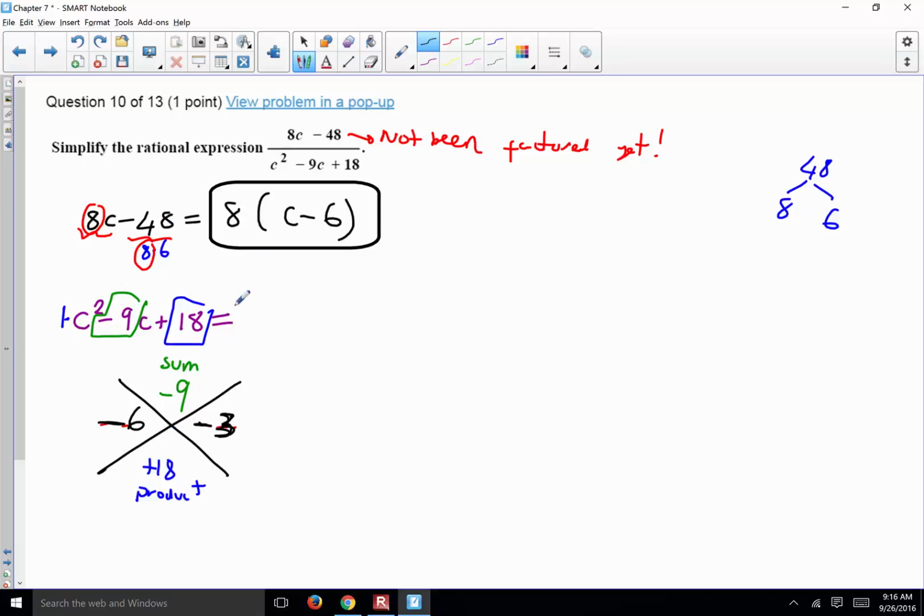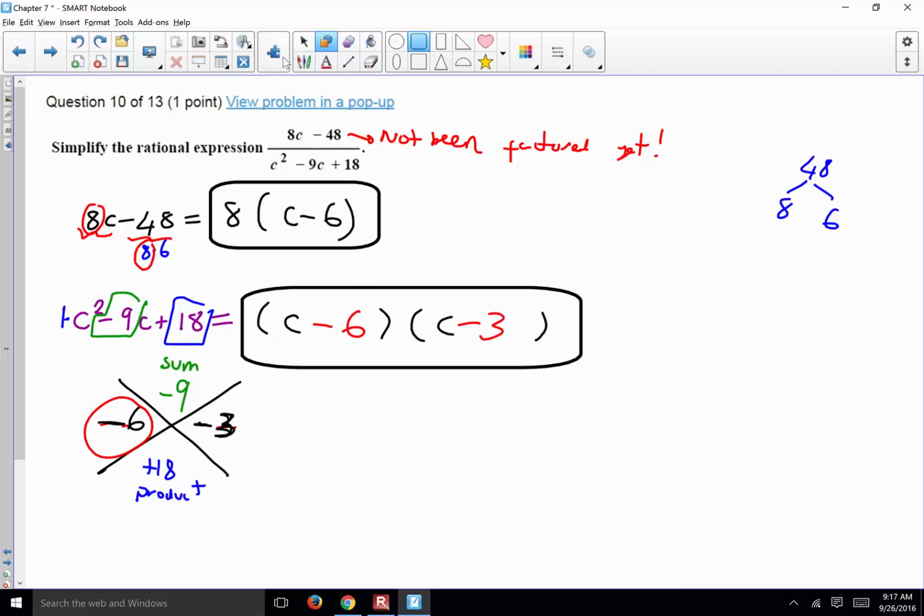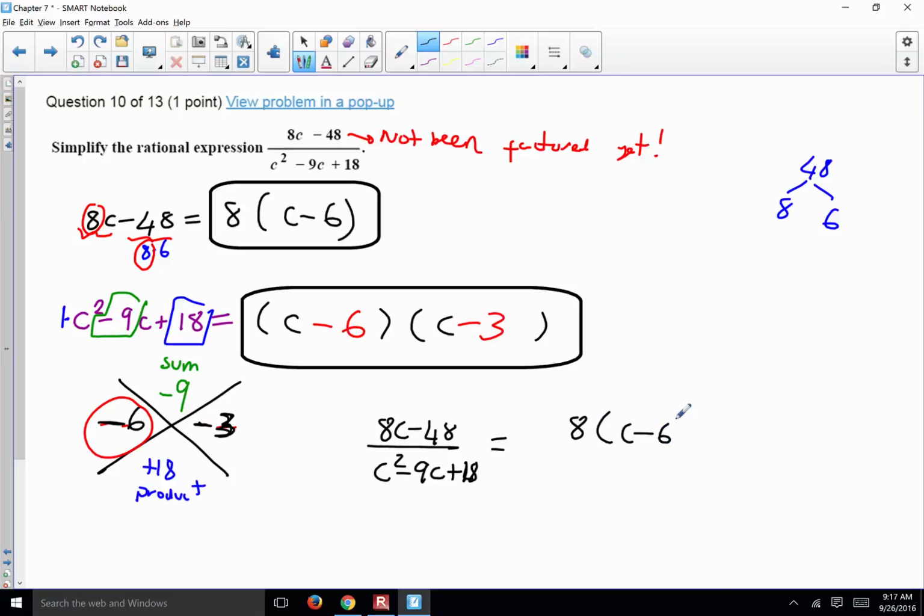Okay, so we have now c something, those things are minus 6 and minus 3. Frame this one too. You are ready to serve the dish. This question now, 8c minus 48 over c squared minus 9c plus 18, is fully cooked, and this is your meal. Eat it.